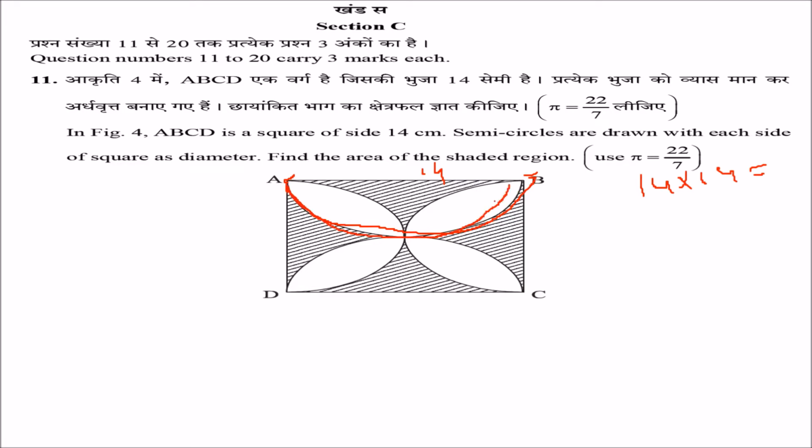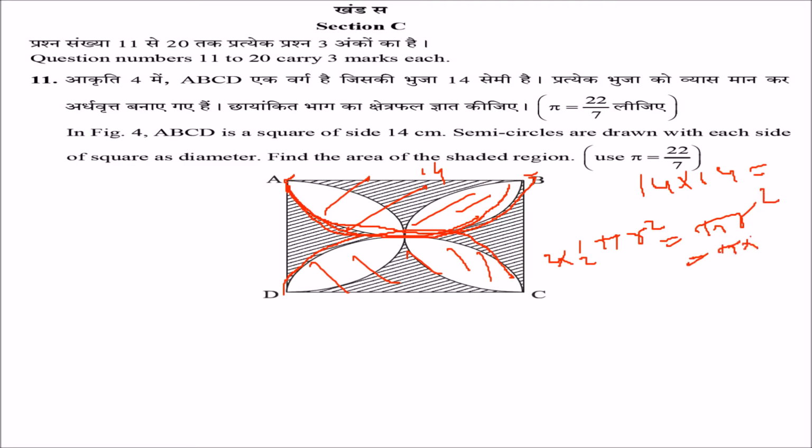What is the area of the semicircle? This area will be pi r square by 2, right? Because we can take this one and we can take this one. So just 2 into pi r square by 2, that will be pi r square. Pi into r will be 7. The diameter is 14, so 7 square. So if we subtract this whole from the square, we get this region 1 and 2.